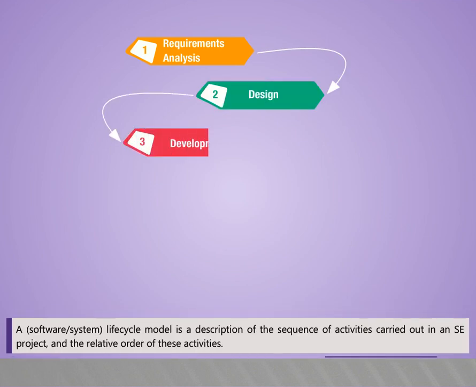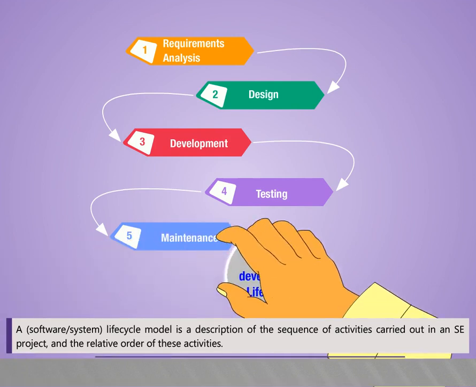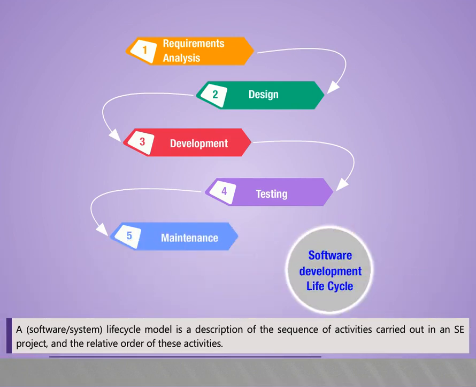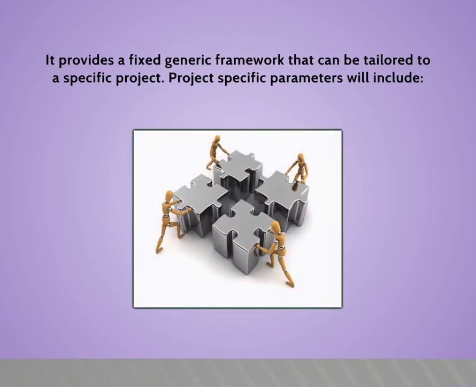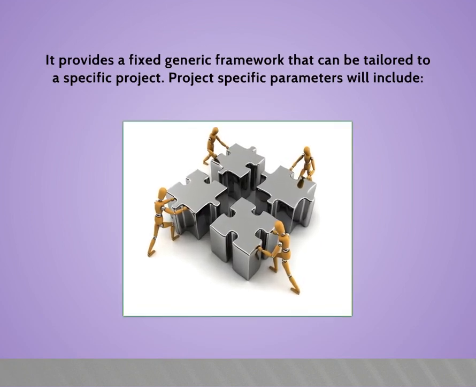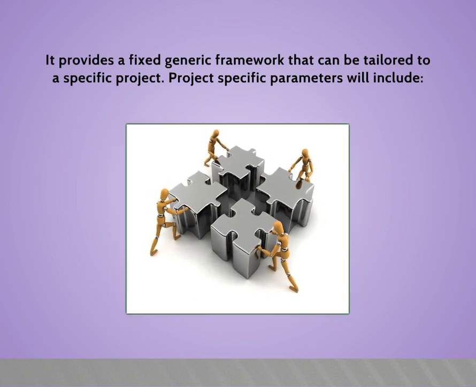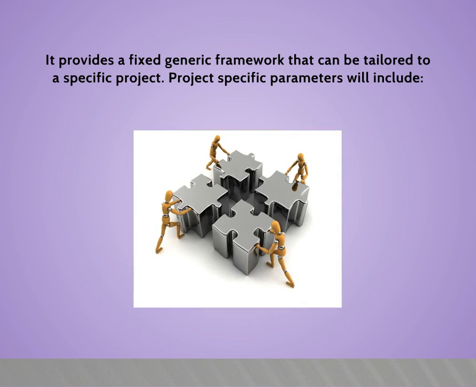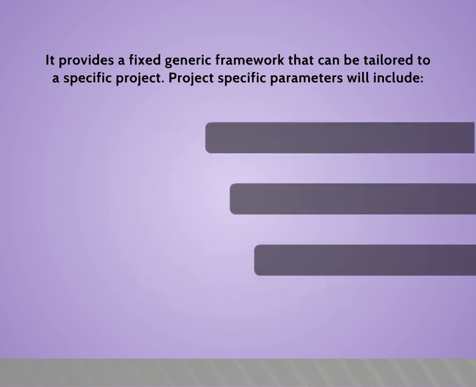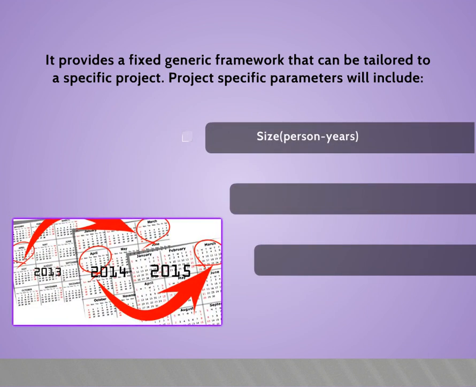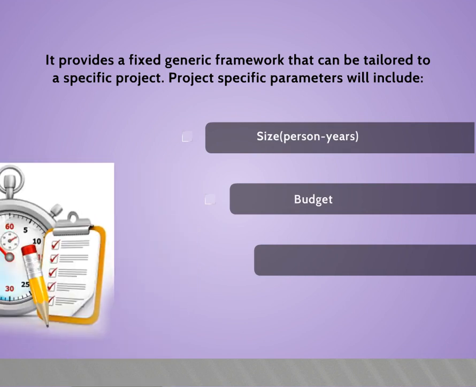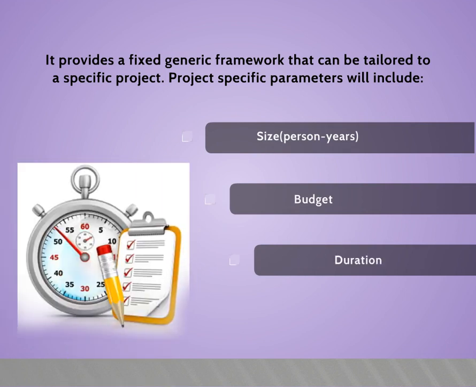A software or system lifecycle model is a description of the sequence of activities carried out in an SE project and the relative order of these activities. It provides a fixed generic framework that can be tailored to a specific project. Project-specific parameters will include size in person years, budget, duration.